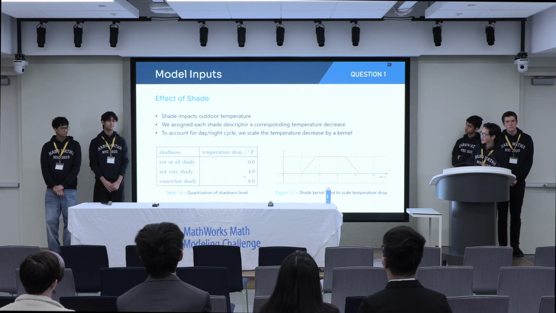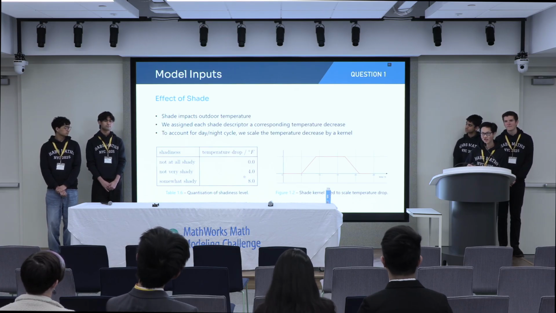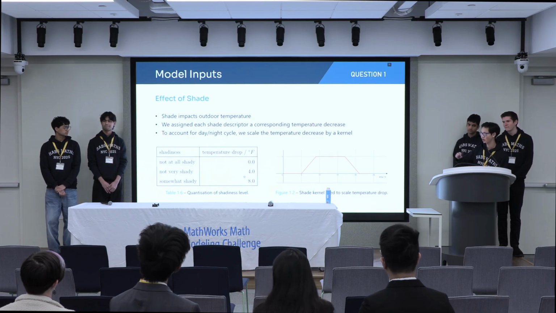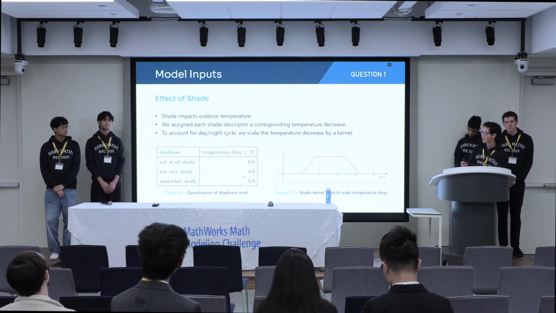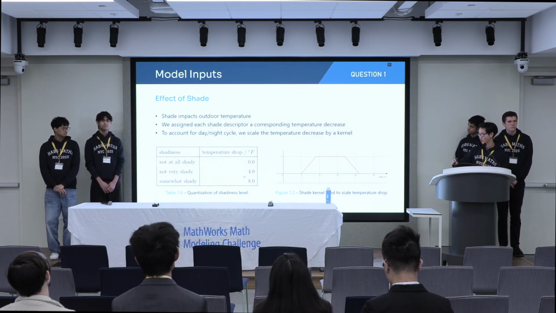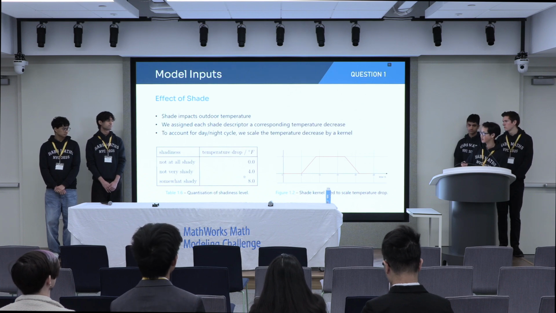Also, shade can have an impact on the outdoor temperature. So in the data provided, each house was assigned a shade descriptor of either not at all shady, not very shady, or somewhat shady. For each of these, we assign them a temperature drop, and then throughout the day, we scale that temperature drop by this kernel here to account for sunrise, sunset, etc.